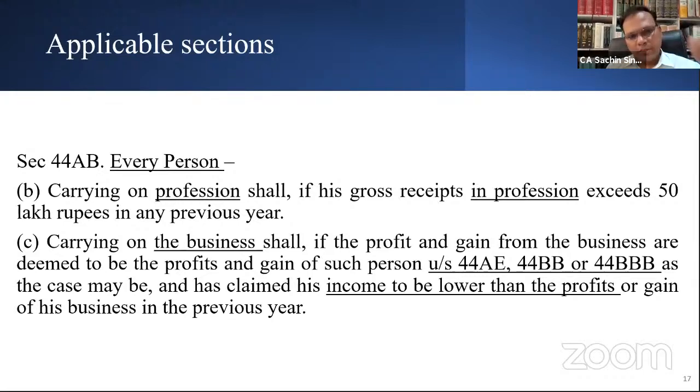Clause C talks about carrying on business where such business is covered under 44AE, 44BB, 44BBB. These sections are majorly for the purpose of presumptive taxation, and the presumptive income rate is given in that particular section. But assuming the assessee doesn't want to declare the profit as given in the particular section, and wants to declare a lower profit, then in that case the audit is required as per the provision of section 44AB.